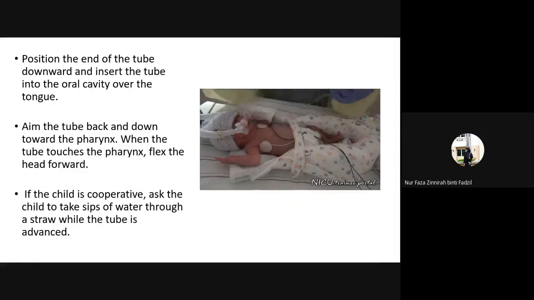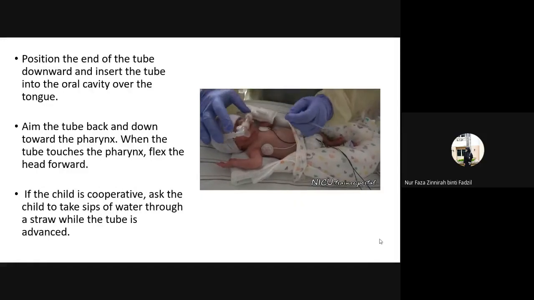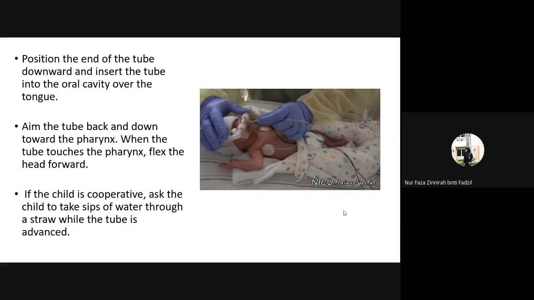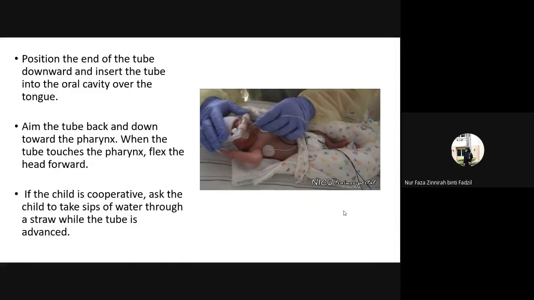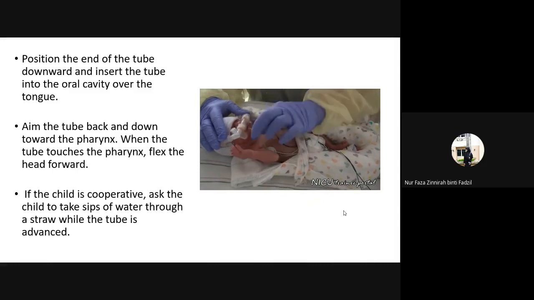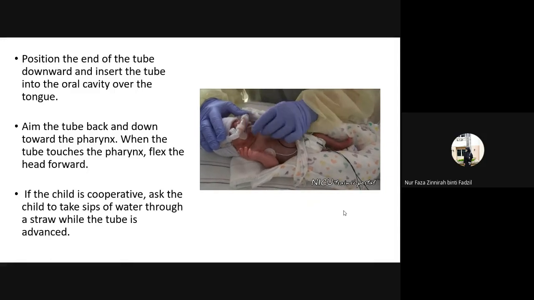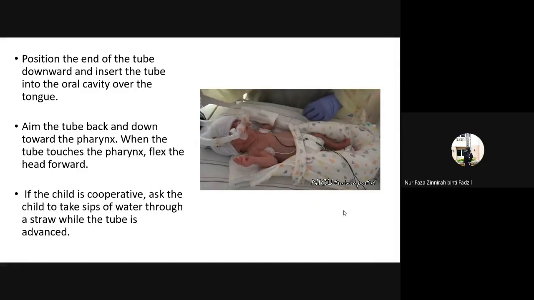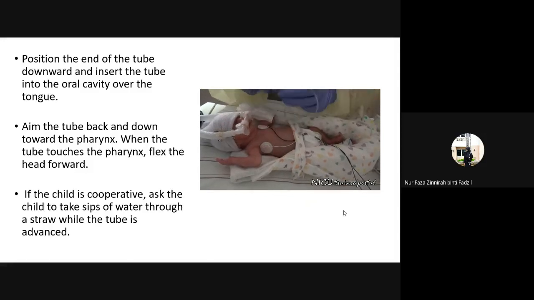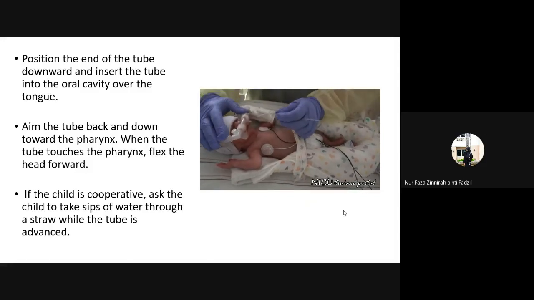Next. So we put the end of the tube downward and insert the tube into the oral cavity over the tongue. We must aim the tube back and down toward the pharynx. When the tube touches the pharynx, we flex the head forward so that the tube will go into the esophagus, not the trachea. And if the child is cooperative, we can ask the child to take sips of water through a straw while the tube is advanced.